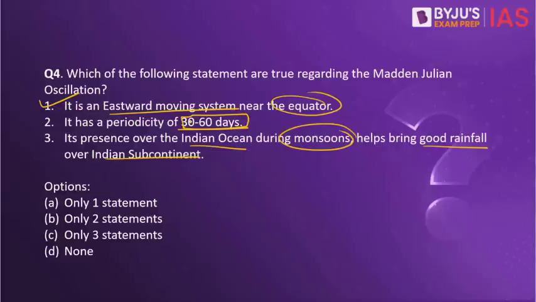However, if this periodicity is on the lower side, that is 30 to 40 days, then this brings good rainfall during the monsoon season. However, if it is above 40 days, then this might not give good showers and can even lead to a dry monsoon. So basically, shorter the cycle, better it is for Indian monsoons. So this is also correct and this is also correct. So your correct answer over here is C.